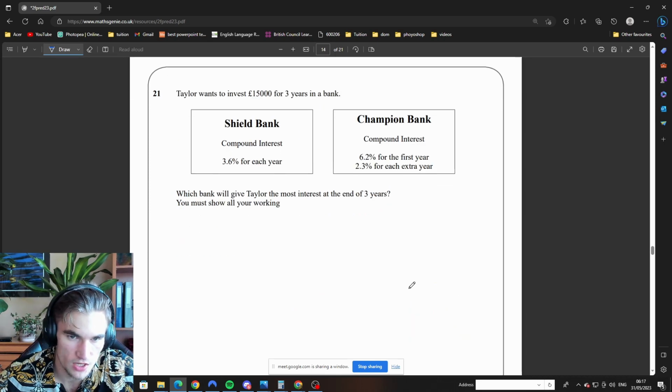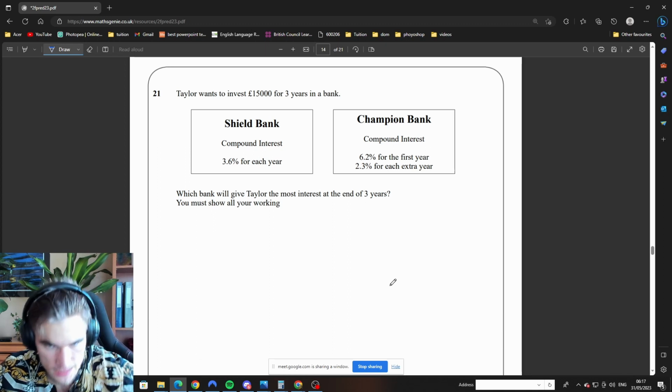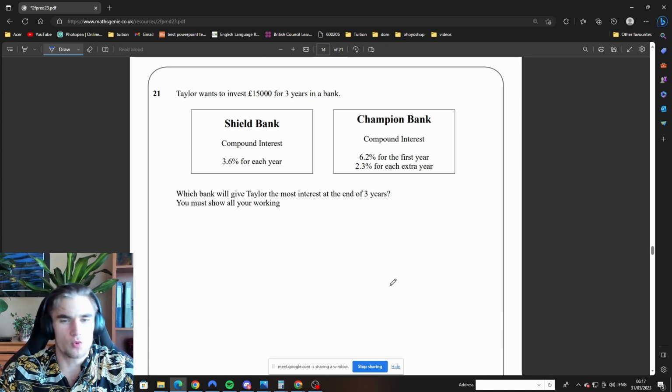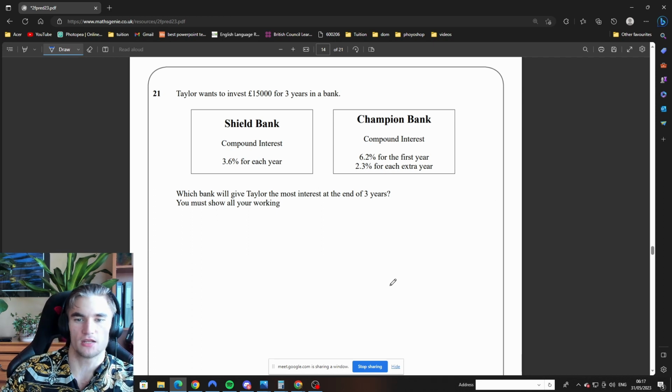Taylor wants to invest £15,000 for 3 years in a bank. Which bank will give Taylor the most interest at the end of 3 years? You must show all of your working out.